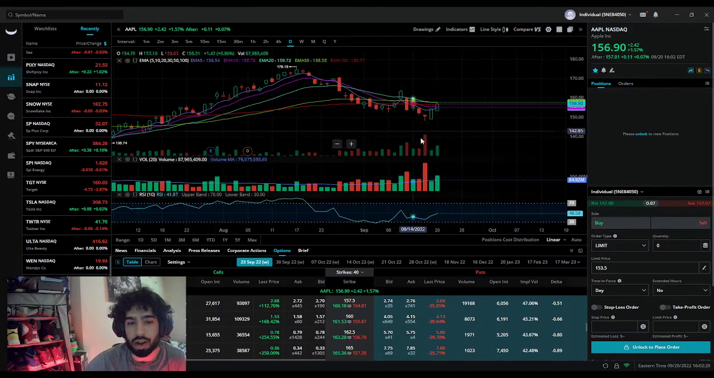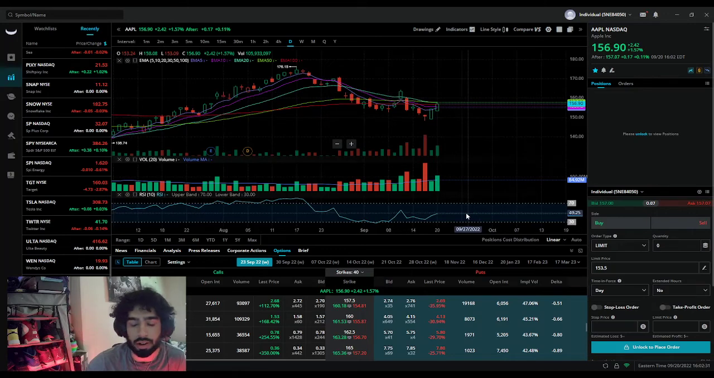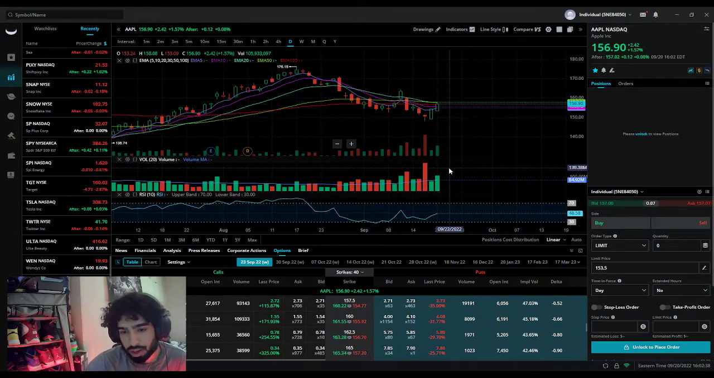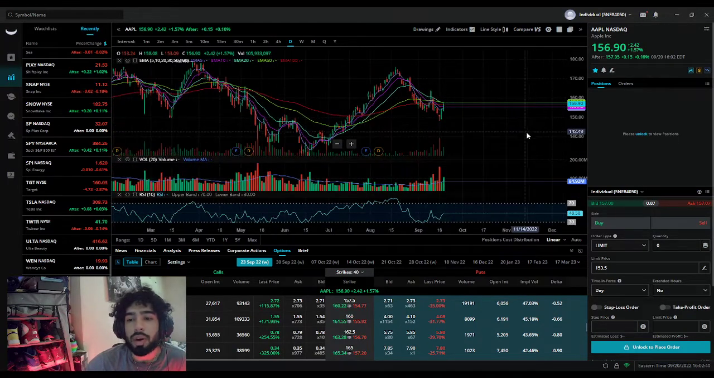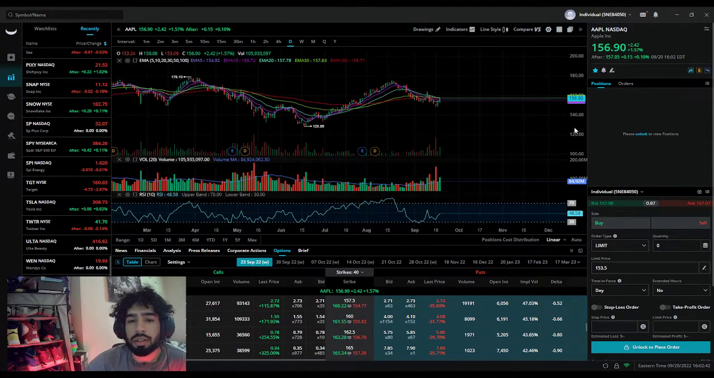Today the volume of the day is 105 million, which is above average. Usually the average volume is around 80 million. RSI today is 48.58. Neutral sign at the moment. Let's zoom out just a little bit.